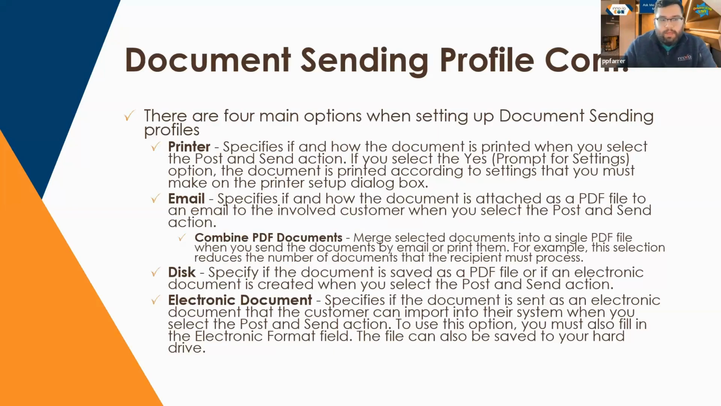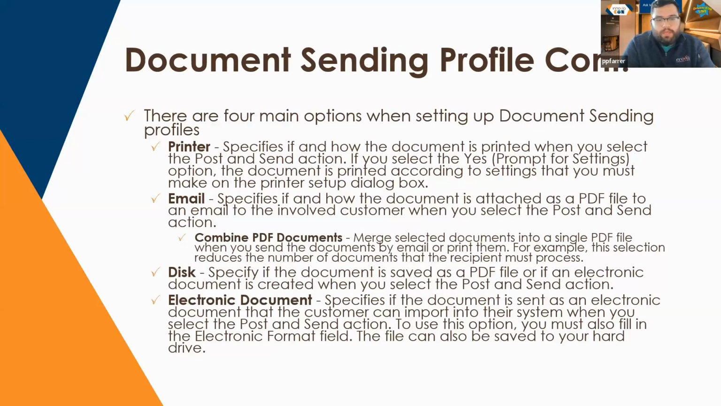Next one is going to be the email. Self-explanatory. Whenever you hit that print and send button, it's going to send an email attachment of the PDF. That's going to be the default. If you have multiple PDF documents, you also have the option to combine PDF documents. So if you have multiple files, this action will combine them into one PDF whenever it's sent, so your clients don't have 30 different PDFs they have to open in one email.